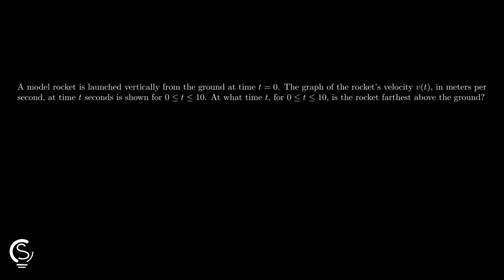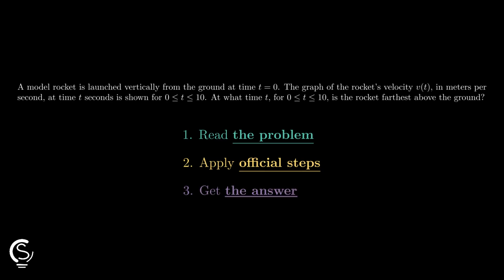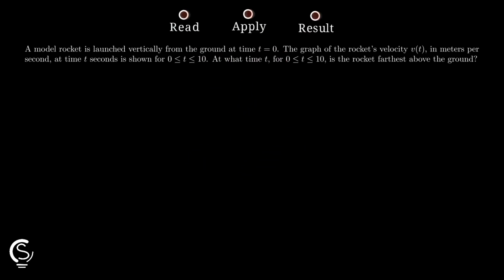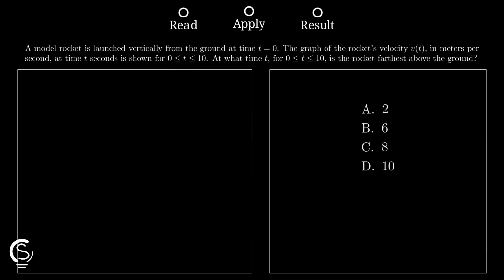Let's go! Finding the highest point of a rocket launch is easy if you look at the velocity graph correctly. Let's solve this problem together right now. The height of the rocket is the integral of the velocity function. This means the rocket keeps rising as long as the velocity stays positive on our graph. Let's track that.